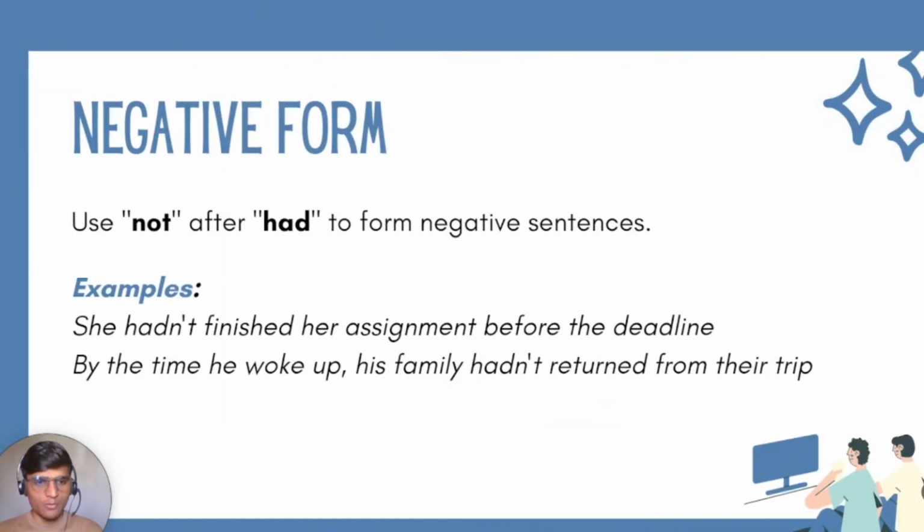And this is a negative form. In negative form, we put not after had, and then the negative sentence. For example, She hadn't finished her assignment before the deadline. It means she had to do it, but she hadn't finished her assignment before the deadline. So she must be punished, right?